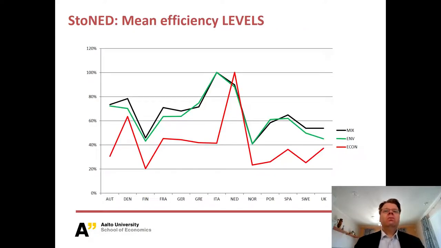If you then summarize this comparison in this diagram, looking at the levels, we see that Italy and the Netherlands performed relatively well in the mixed and environmental models, but in the economic model, the Netherlands was dominating everybody else. The weakest performers were Finland and Norway, the two Nordic countries in the sample. Sweden was somewhat better.